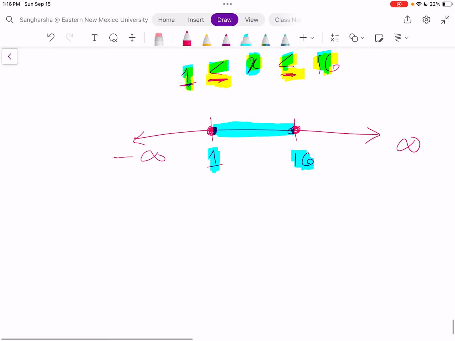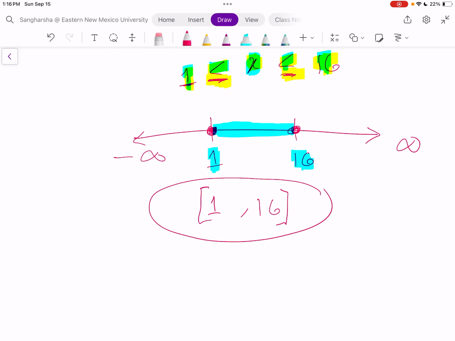So these are the numbers which are greater than 1 and less than 16, and this part is the solution. Now let's write in interval notation. You are starting from 1 and going all the way to 16. You have a closed circle on both sides, so you are using brackets, and this is the solution for this inequality. Similarly, I want you to practice 54 by yourself.